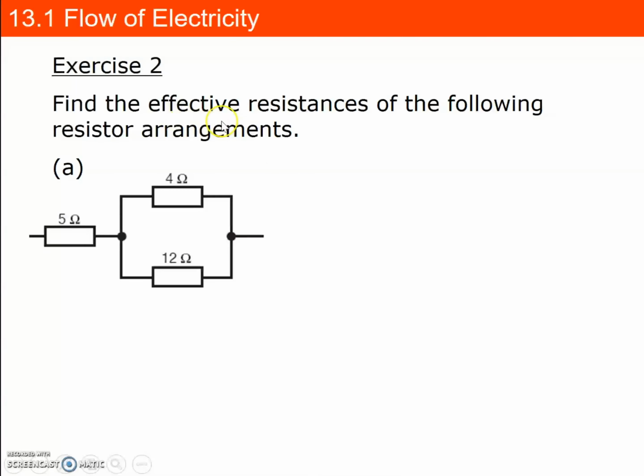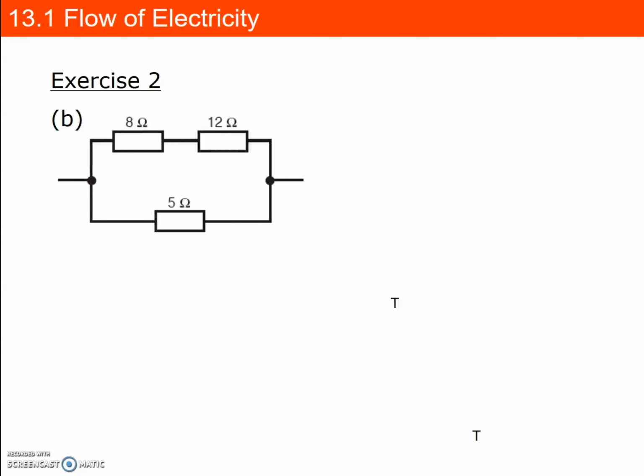For exercise 2, again, you're supposed to find the effective resistance of the resistor arrangement. You find that this is a combination of parallel and series. So you will need to find the effective resistance of this parallel part first. Then it becomes a series circuit and you find accordingly. Then for the other example, you need to find the effective resistance of this part in series first before taking these two in parallel. So it's a two-step also.